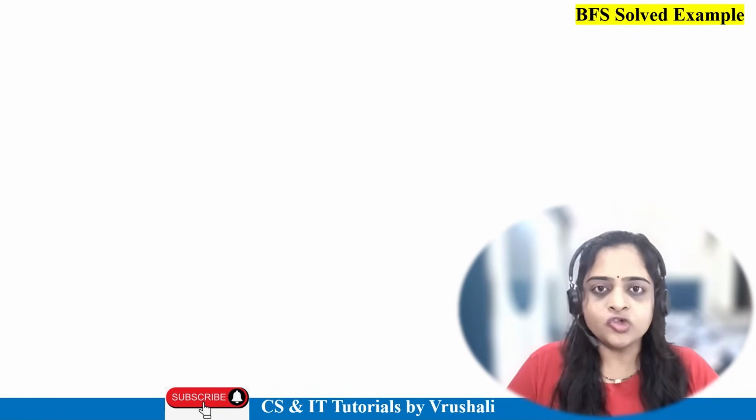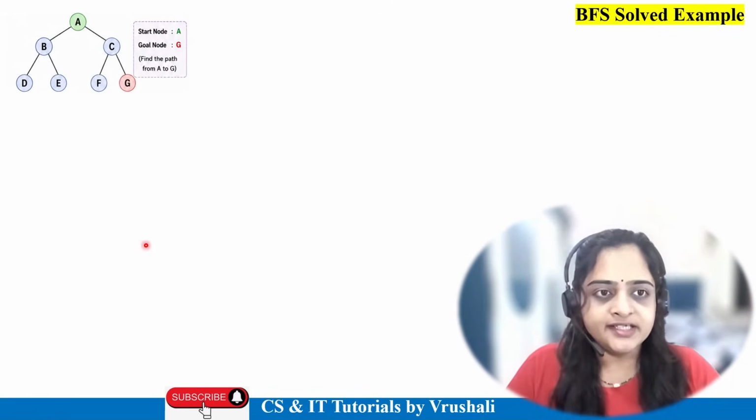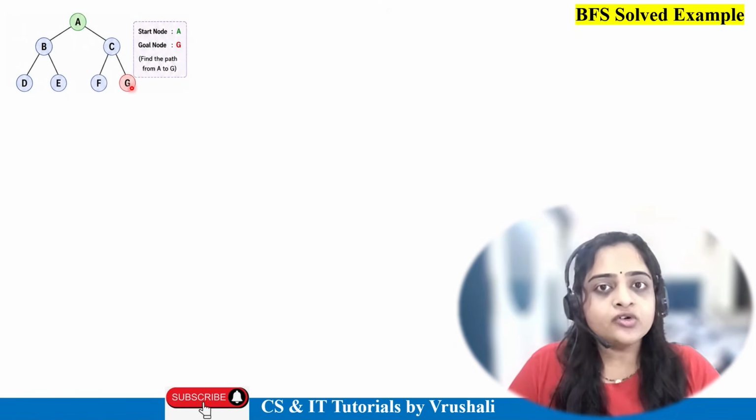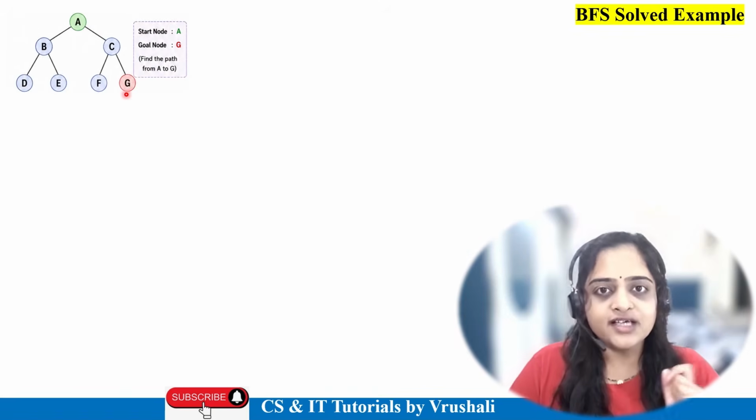Now let's see how to solve this example step by step. See, this is our given graph, right? There are a total of 7 nodes. Nodes are used for storing the information. Our starting node is A and our goal node is G, which means you have to find the path from A to G by using the BFS algorithm.